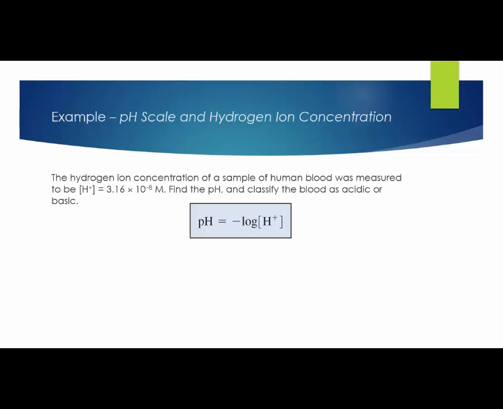All right, I brought that formula forward. Let's use it with an example. The hydrogen ion concentration of a sample of human blood was measured to be 3.16 times 10 to the negative eighth moles per liter. Let's find the pH and then classify it as acidic or basic. So by our formula, the pH is negative log of 3.16 times 10 to the negative eighth. If I plug that into my calculator, this is about 7.5 for a pH. And if you remember, a pH greater than 7 is basic.